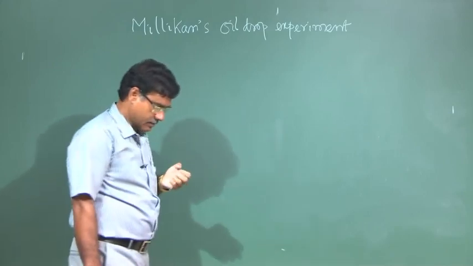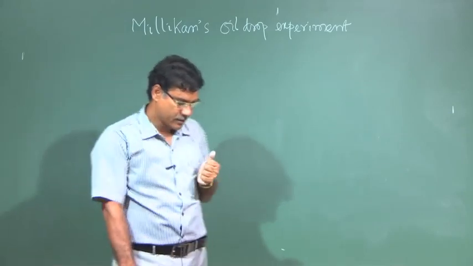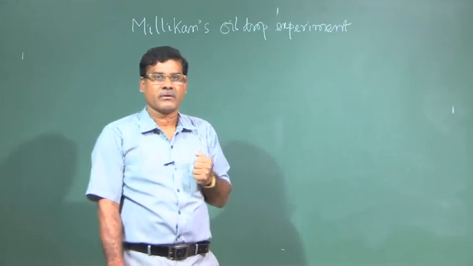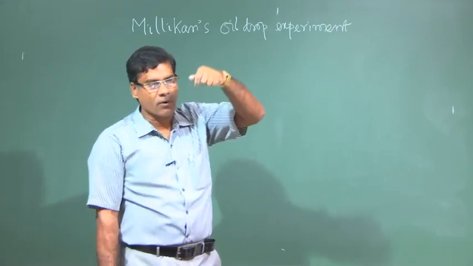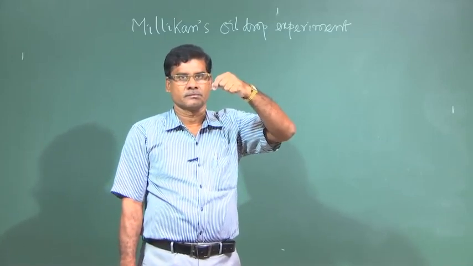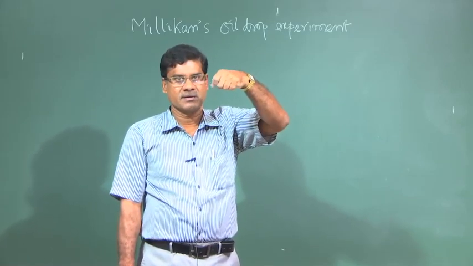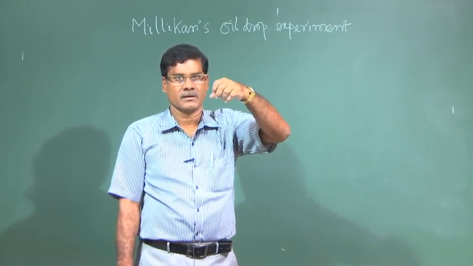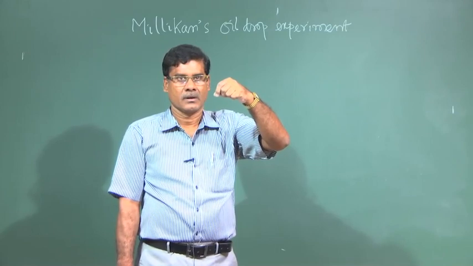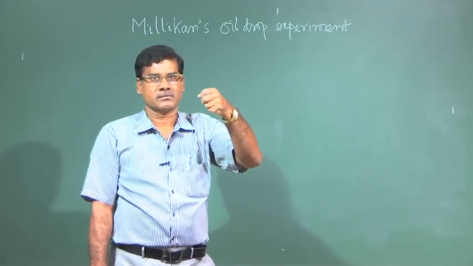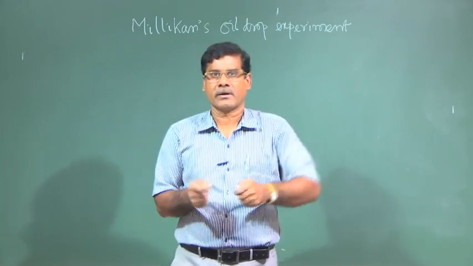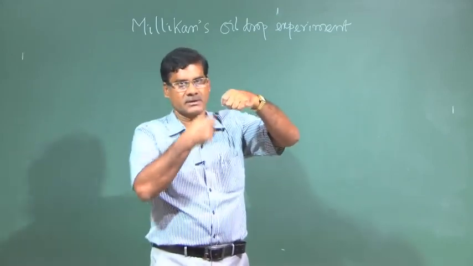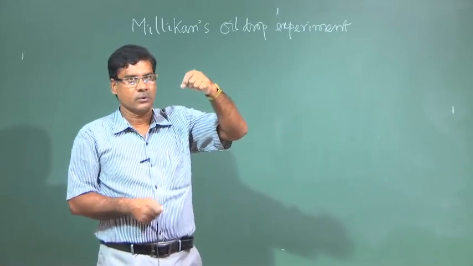Millikan used charged oil drops, and these charged oil drops were sprayed in space using a spray or atomizer, it is called an atomizer. So, very small tiny oil drops were produced and thrown in space.